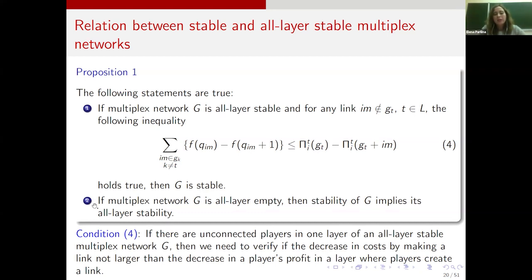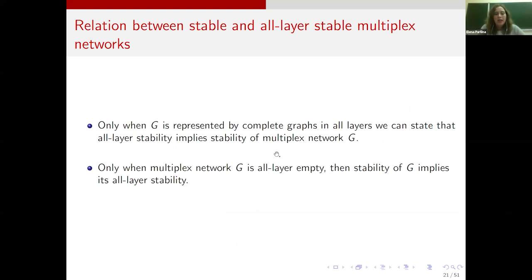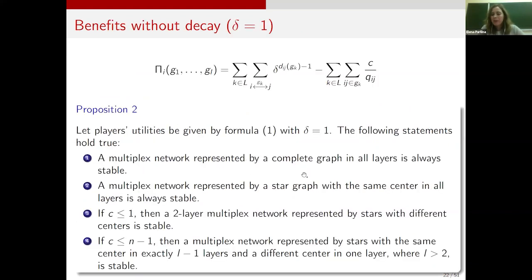And if we consider the second item, for opposite conditions, if multiplex network G is all layer empty, only in this case we can prove the stability of G. The stability of G implies the all layer stability. So this is a very strong condition that we need to satisfy, that we need to have an all layer empty network to guarantee these conditions. This is written here, and I will present the results about stability.